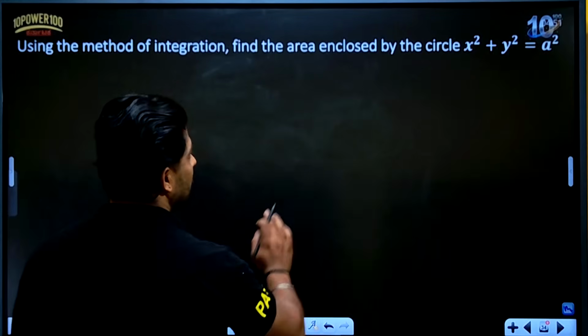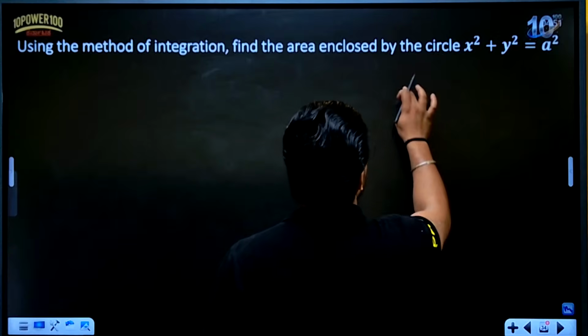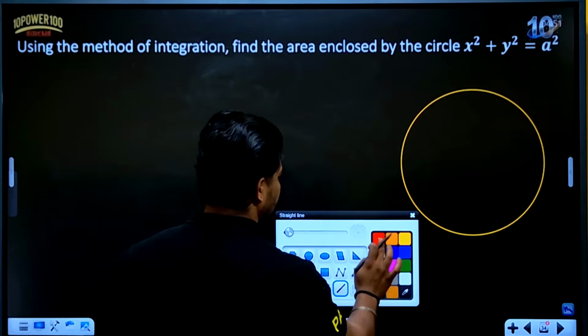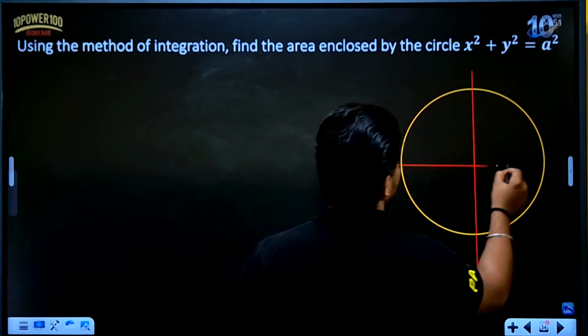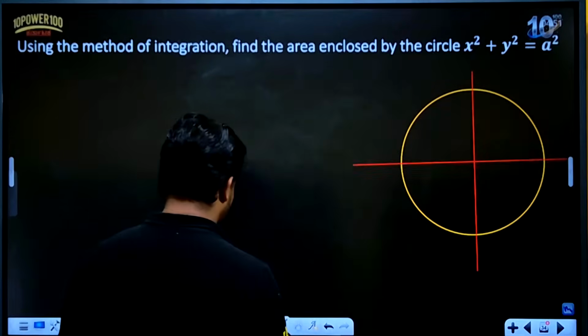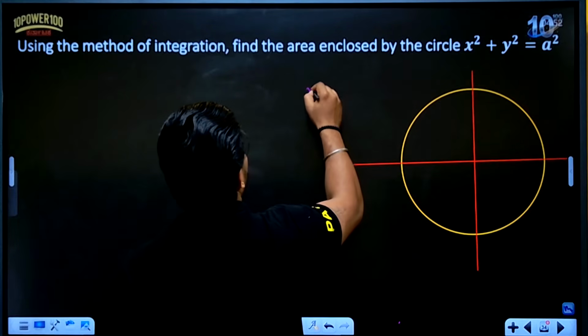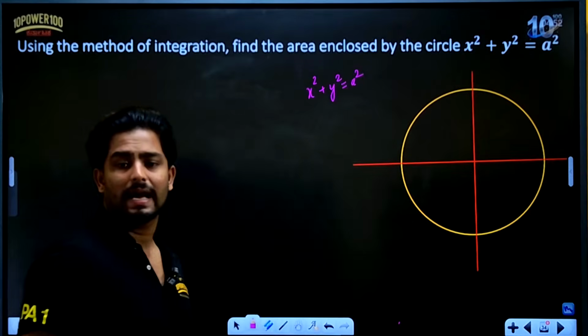Okay, so this is the equation of circle. Equation of circle, this is also a very simple concept. Next, we got quadrants. Now it's simple. x square plus y square is equal to a square. This is very simple compared to the previous one.